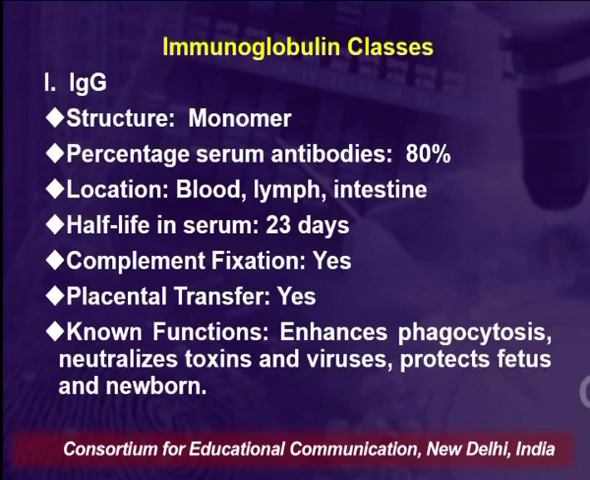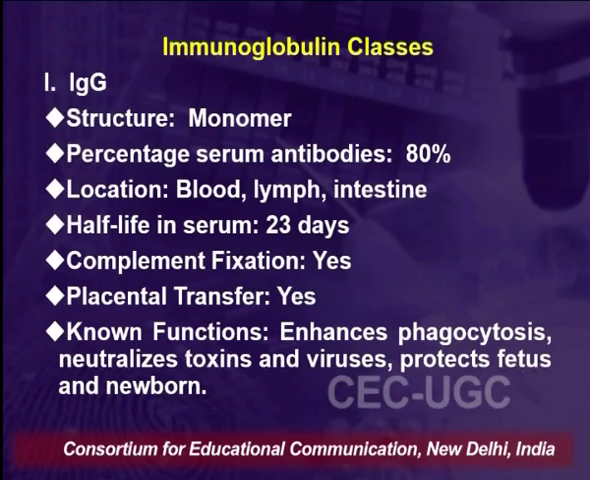Its structure is monomer. It makes up 80% of serum antibodies. It is found in blood, lymph, and intestine. Its half-life in serum is 23 days. It works in complement fixation. Whenever there is placental transfer, IgG is transferred to the child from the mother.